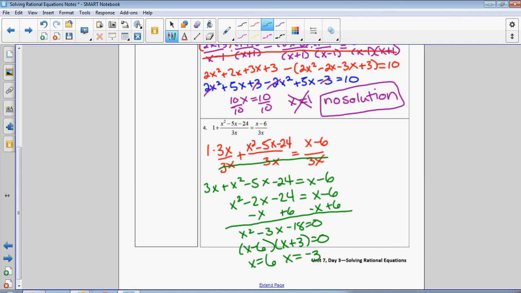And of course, we want to check those answers to see if either of those would make your denominator equal to 0. So I'll do 3 times 6, that's not 0. And I'll do 3 times negative 3, and that's also not 0. So both of my answers work, and I can put a box around them and give myself a check, and we're all done.